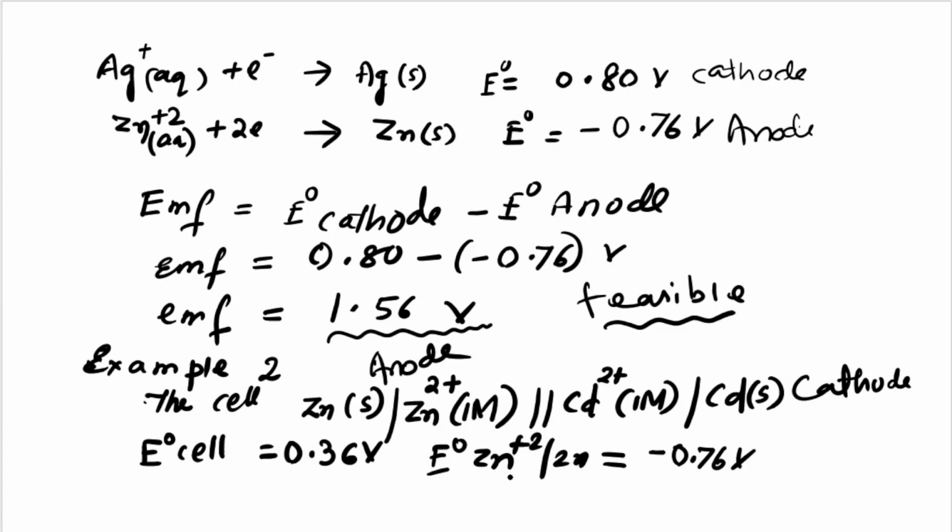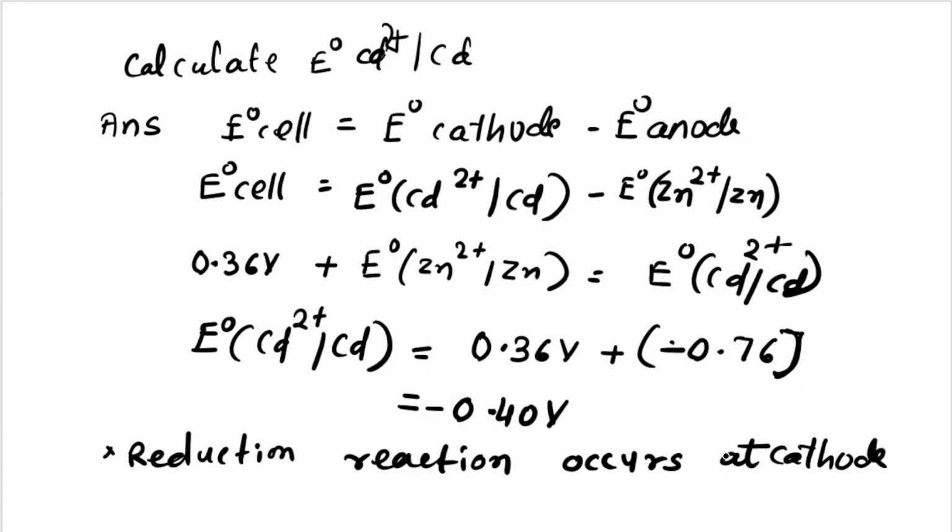And zinc plus, then zinc electrode, that is minus 0.76. And here calculate E0 cadmium, that means the standard electrode potential of cathode. You will calculate this one. So what is E0 cell? The value is given, that is 0.36 voltage, and E0 cell is E0 cathode minus E0 anode. E0 cathode, which is here cadmium, is not given. You should calculate the cathode value.